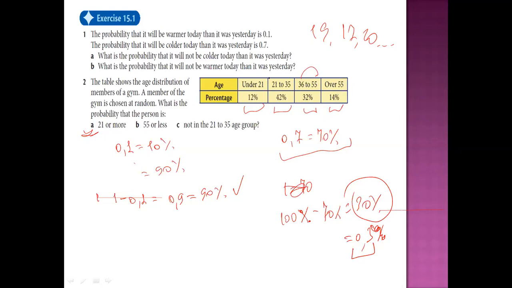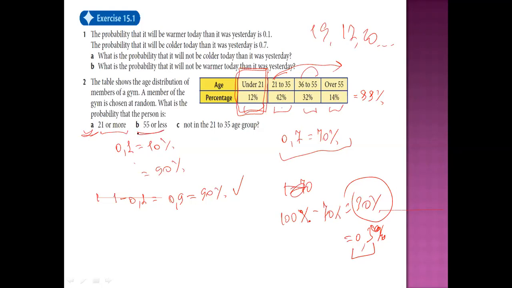So that's why we cannot take this 12 percent part, because it's under 21. We need 21 or more than 21. And as you see here, when you calculate the percentage, you can find 88. The percentage is 88% who are aged 21 or more.